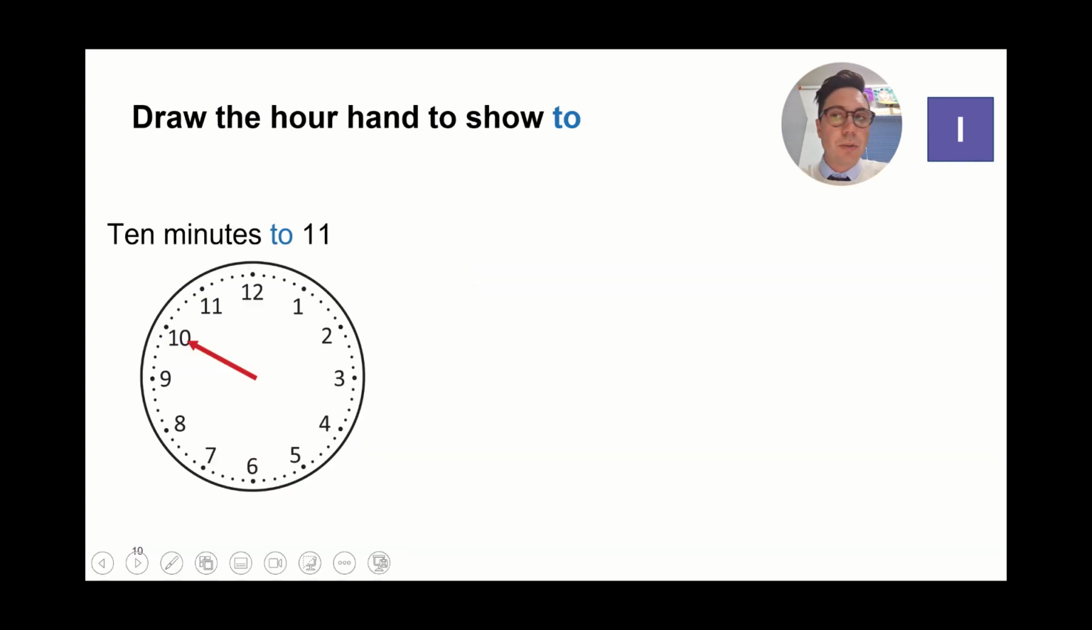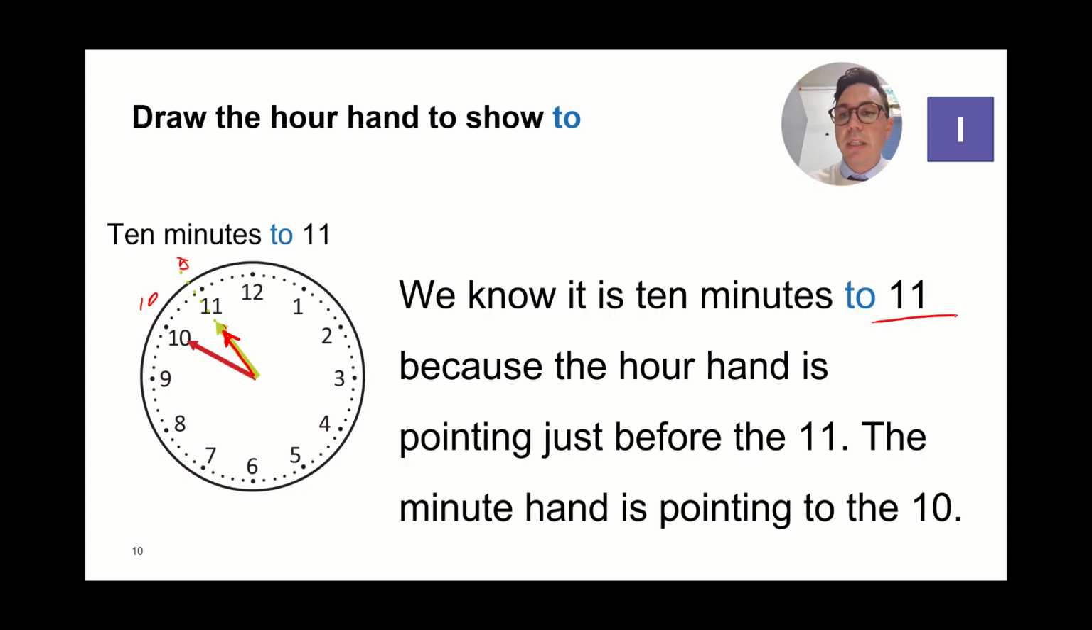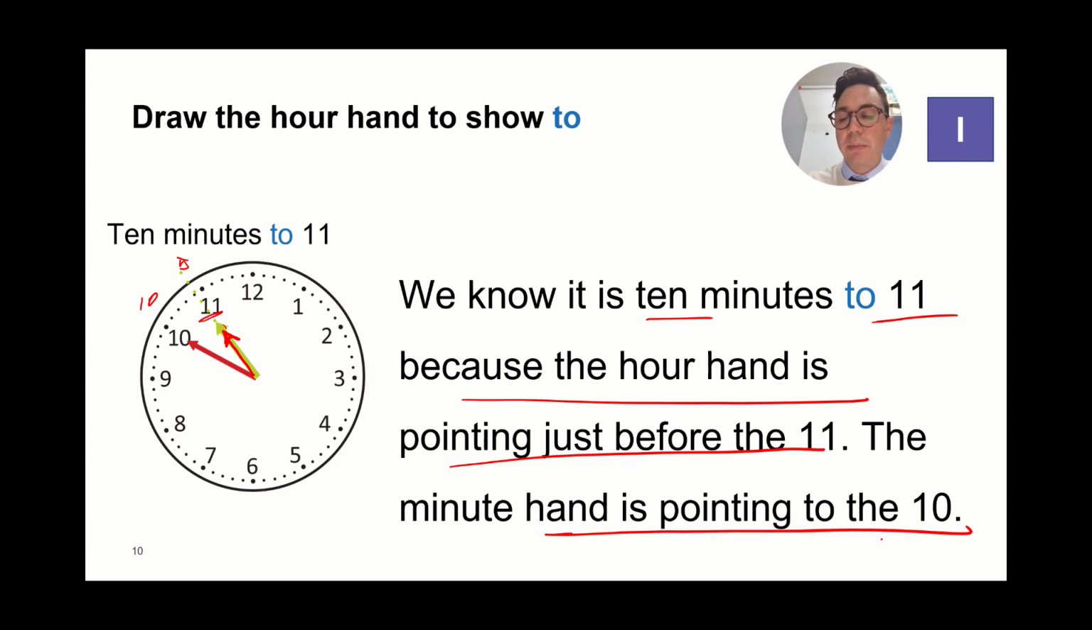Your time to draw. Oh no, sorry, my time to draw. 10 minutes to 11. So you can see here, there's your 5 minutes, there's your 10 minutes to, and then we're going to draw it towards the 11. So just a little bit before the 11. There we are. We know it is 10 minutes to 11 because the hour hand is pointing just before the 11 here, and the minute hand is pointing to the 10.